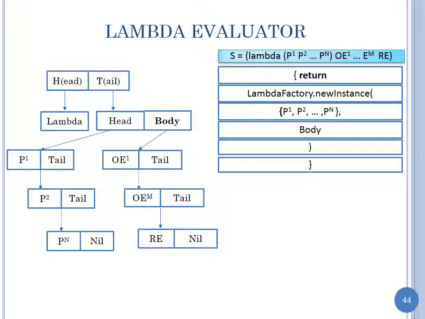Okay, so what does the lambda evaluator do? It knows the form that is given. The first term is lambda, then we have some parameters, then we have a bunch of optional expressions. I've got a typo here. Here I should have an OEM here. And then there's a required expression. And it provides a convenience function where we just say new instance on lambda factory, give it the parameter names, give it the body, and we get back a lambda object.